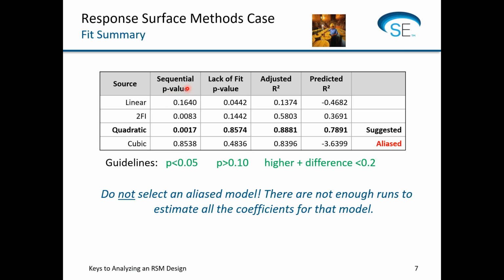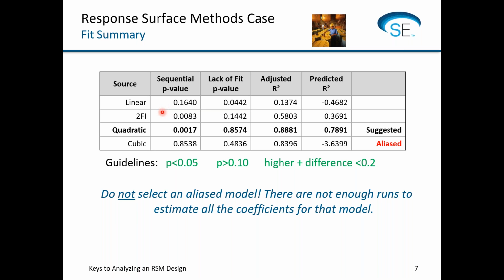The first column is looking at the p-value for each of the sets of terms. So we start by considering the linear terms. And this design was a three-factor design, so the linear terms would be A, B, and C. And we calculate the total p-value for A, B, and C, and we can see that it is not significant. It's greater than even 0.1. We would want the p-value in general to be less than 0.05. And the linear terms are showing that they are not significant.